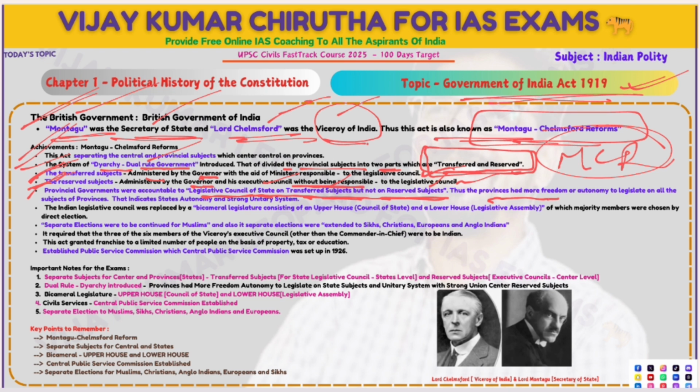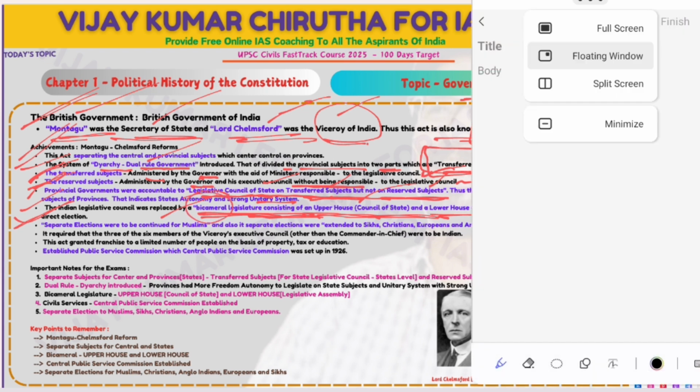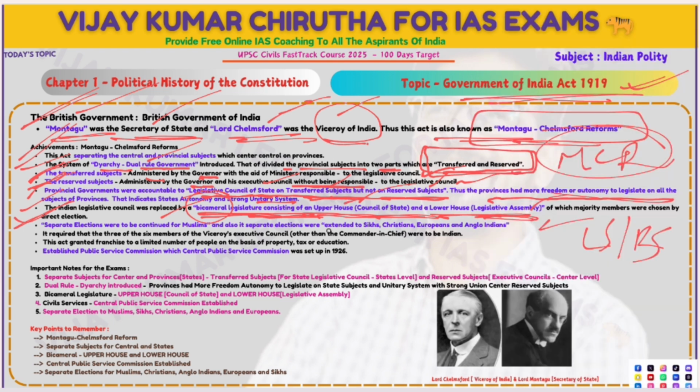Provinces had more freedom or autonomy to legislate on subjects, which indicates state autonomy and a strong unitary system. The Indian Legislative Council was replaced by a bicameral legislature consisting of an upper house, the Council of State, and a lower house, the Legislative Assembly. Now we see Lok Sabha and Rajya Sabha likewise, a bicameral method.